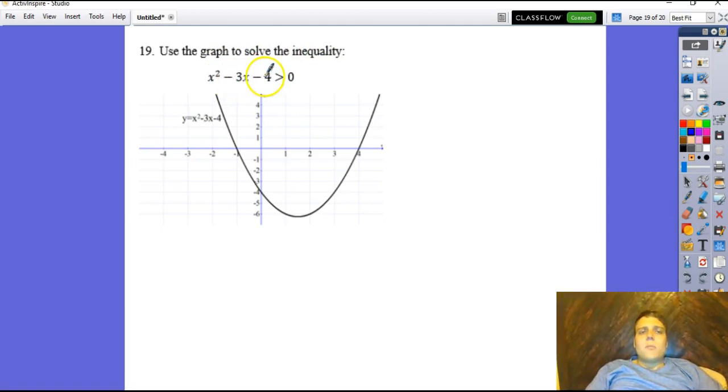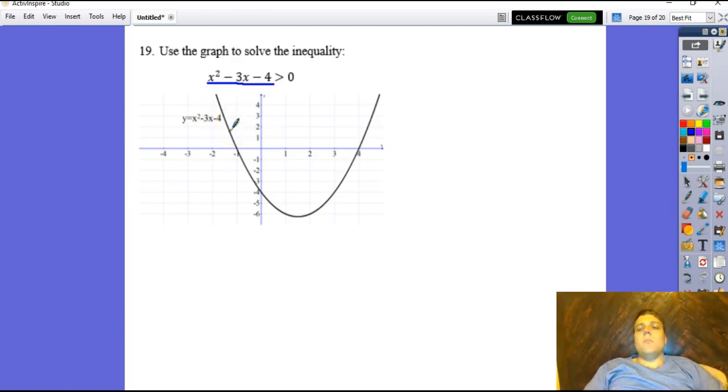X squared minus 3x minus 4 is greater than 0. Okay, this problem is actually not as hard as you think, considering they've already given you the graph. It just wants to know, where is this guy greater than 0? That's all it wants to know. And what it's talking about there is what x values make this greater than 0. Well, that means that we're looking at the x values for where the graph itself is greater than 0.